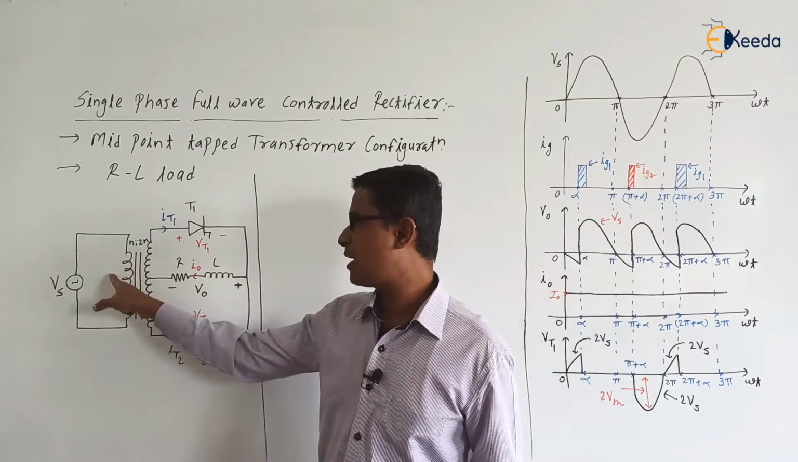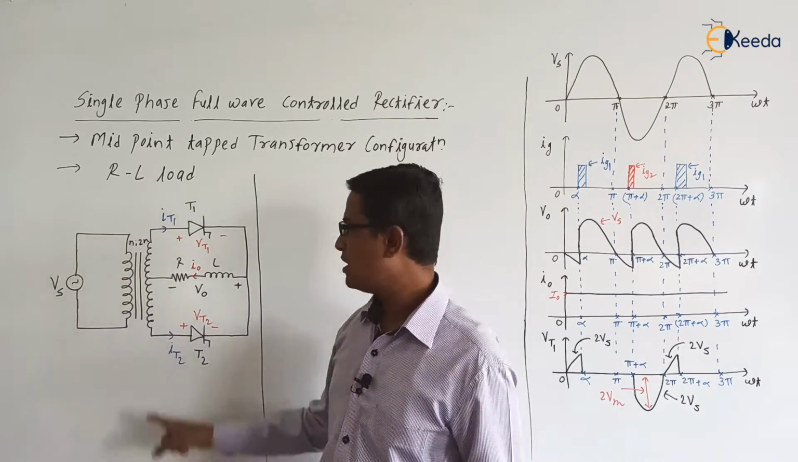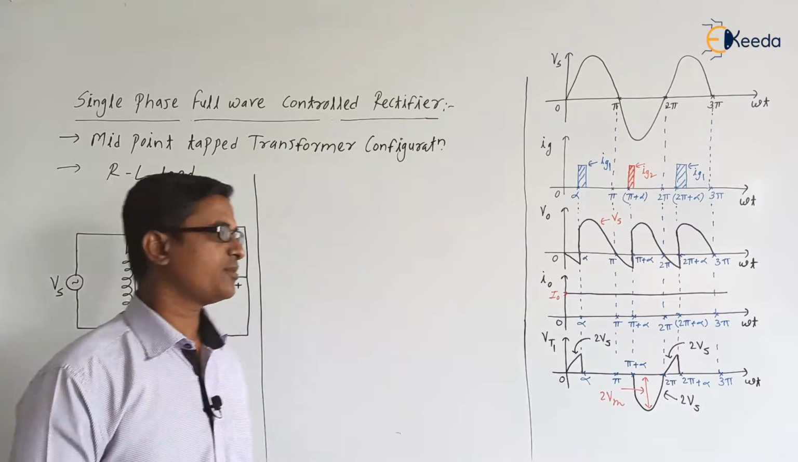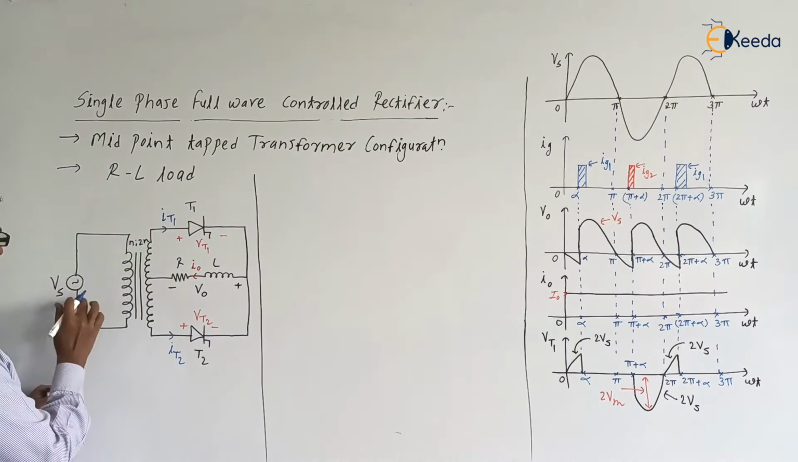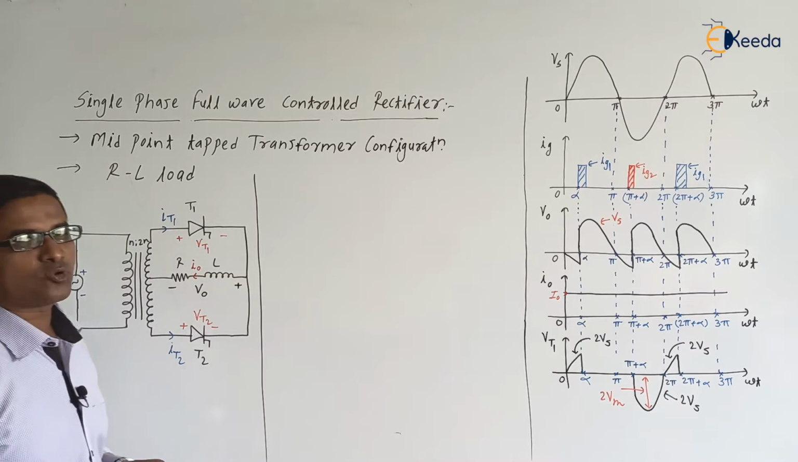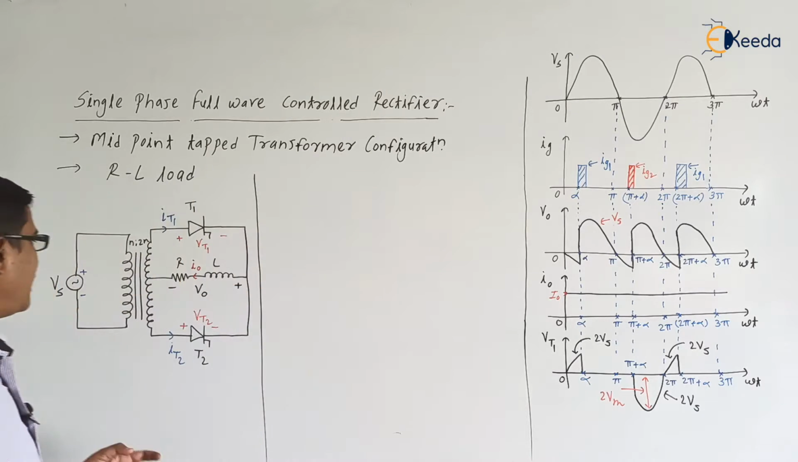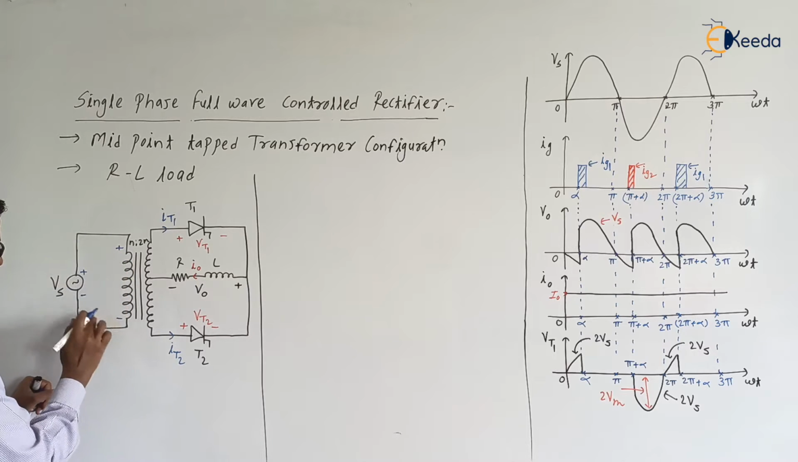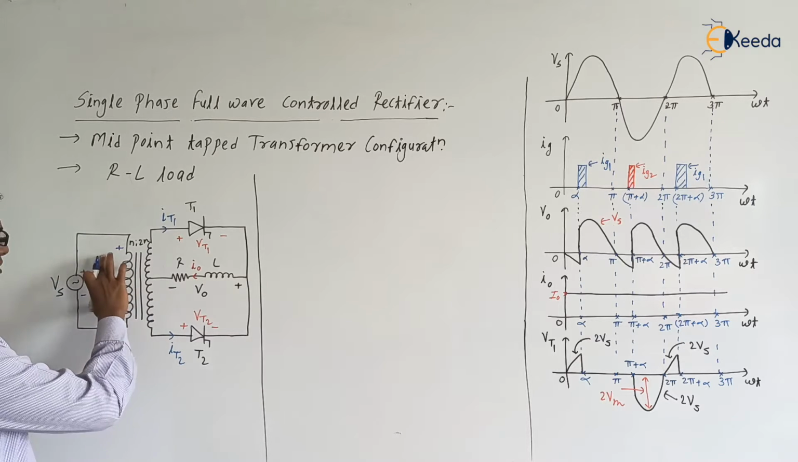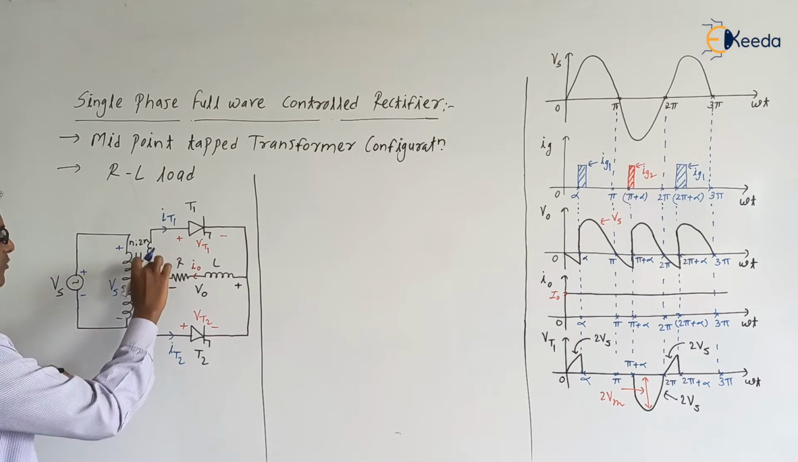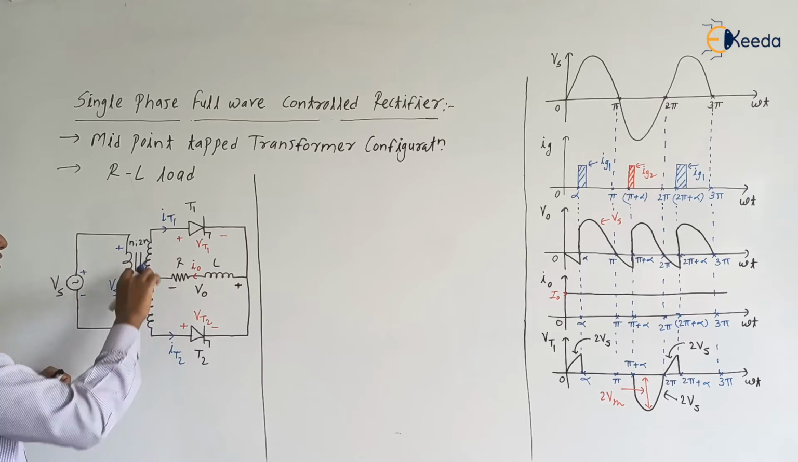If the primary winding has a voltage of Vs volts, at the secondary winding we will get 2Vs, double that of the primary winding voltage. Suppose when Vs is positive, that is from omega t equal to 0 to pi, the polarity will be plus here, minus here. This plus will appear here, and this minus will appear here. The voltage across the primary winding is Vs, and as the ratio is n to 2n, the voltage across the full secondary winding is 2Vs.